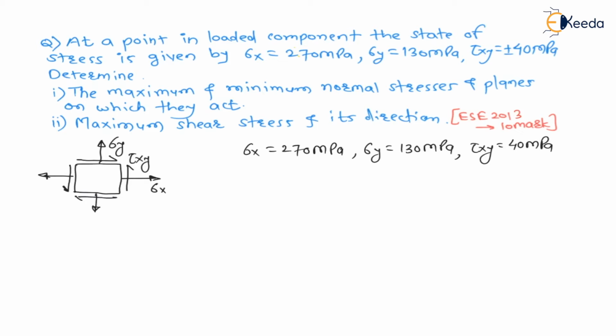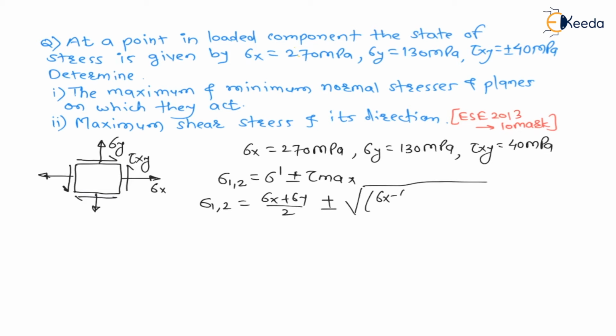Now for this, how to find the maximum and minimum normal stresses? Sigma 1, 2 is nothing but sigma dash plus or minus tau max. This is the formula. Sigma dash is the normal stress on the tau max plane, and tau max is the maximum shear stress. Sigma 1, 2 is sigma dash, which is sigma x plus sigma y by 2, plus or minus tau max, which is under root of sigma x minus sigma y by 2 whole square plus tau xy square. This is how we have to find.